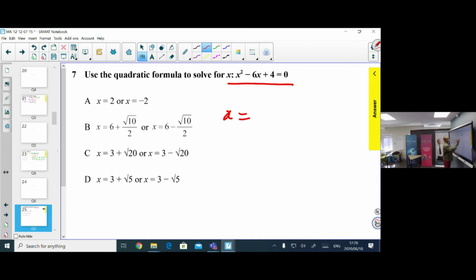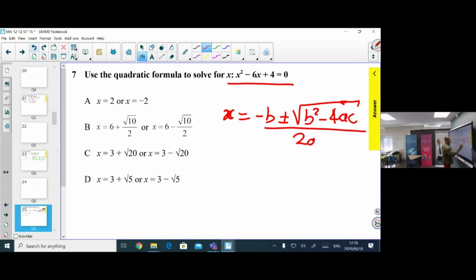Just to remind you, the quadratic formula is minus b, for your x, plus or minus the square root of b squared minus 4ac, all over 2a. So use it to your advantage to get a solution. So I'm sure that you have copied down this question and use your quadratic formula to solve for it the same way we have done on the previous questions.